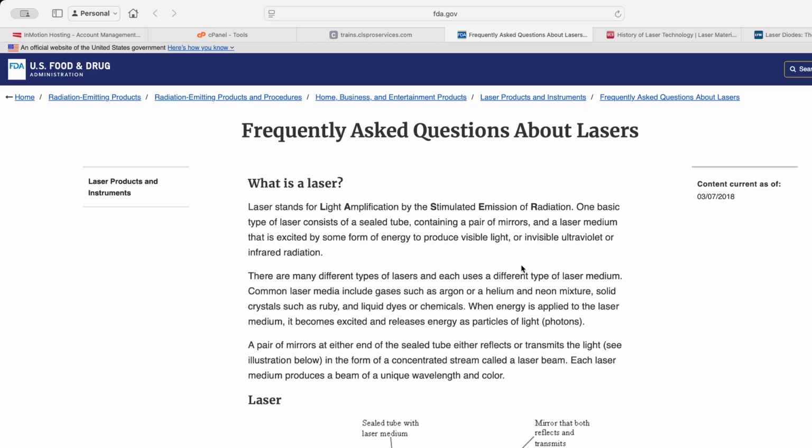We'll talk about the basic laser, which is a sealed tube with mirrors and some sort of laser medium that's excited by a form of energy to produce visible light, or invisible ultraviolet or infrared radiation. They're talking about different gases. The most common one that we see is CO2 to begin with, and they talk about different crystals and stuff, and we'll also talk about diode as well.